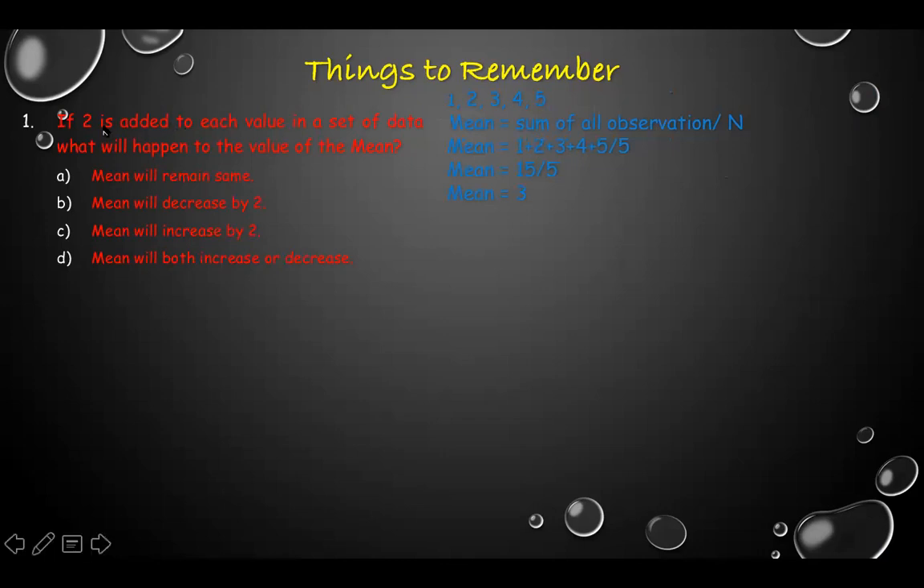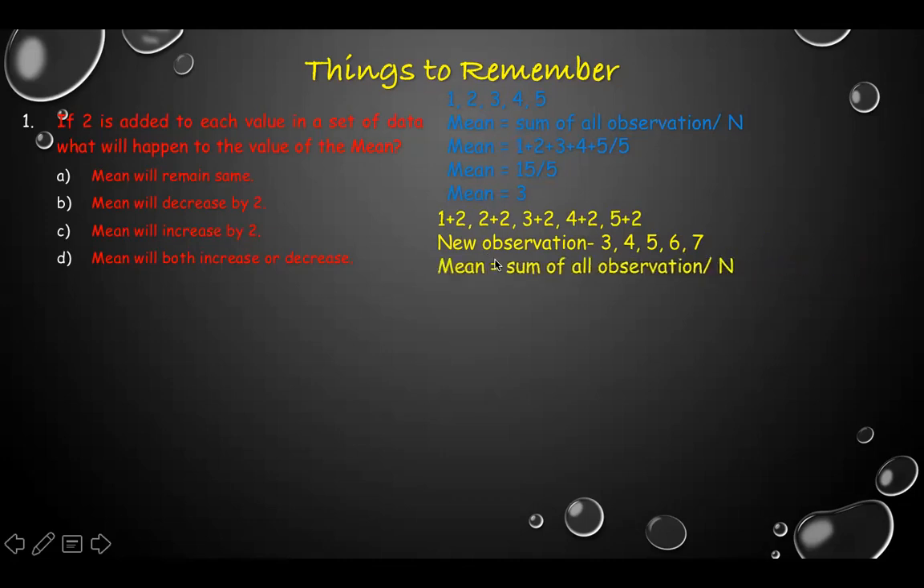Then the question says add 2 to each value of the observation. Okay, then the new observations will be 1 plus 2, 2 plus 2, 3 plus 2, 4 plus 2, and 5 plus 2, which will be 3, 4, 5, 6, and 7. This is our new observations after adding this to what the question has said.